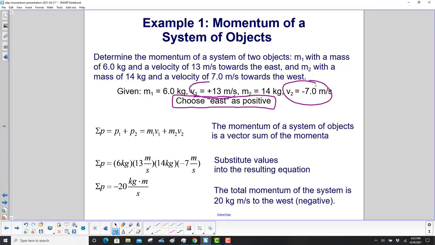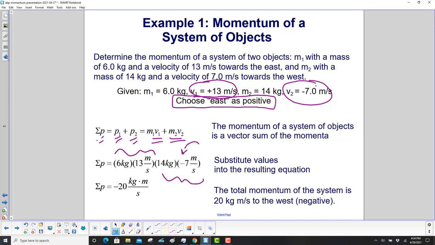Here's the east, +13. So we're only adding two momenta, P1 plus P2. So that's m1v1 plus m2v2. And now we plug in our numbers. So here's the first one. This is the object moving east. This one is the one moving west, and notice the negative sign here.